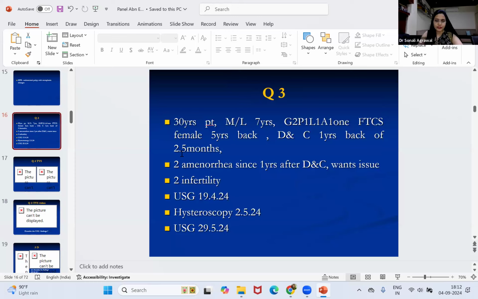So this is the next question. A 30-year-old patient, married for 7 years. Gravida 2, previous full-term cesarean section 5 years back, followed by DNC 1 year back for a 1.5-month missed abortion. Then followed by secondary amenorrhea since 1 year after the DNC. Now she has secondary infertility and wants issue.